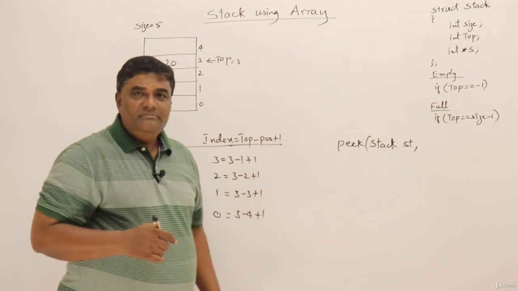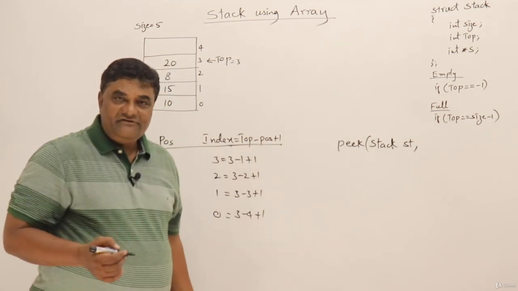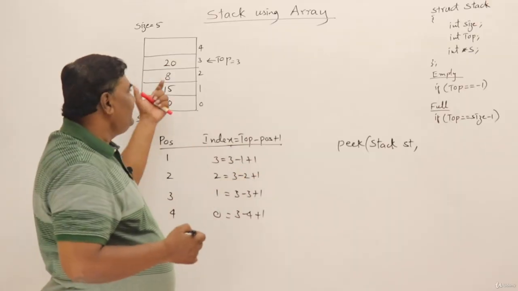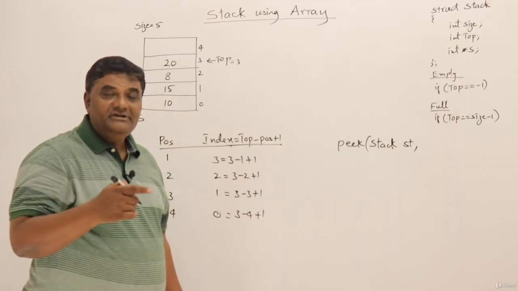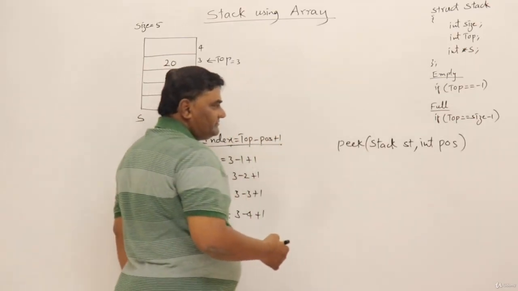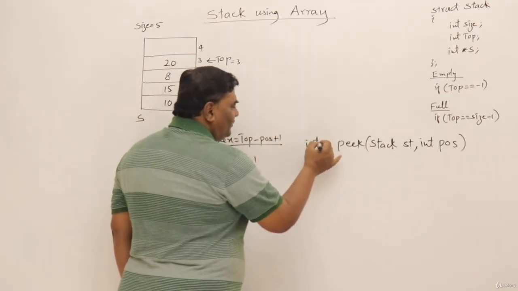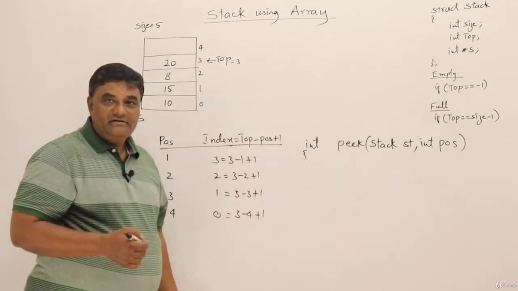Then should this be called by reference or called by value? See, call by value is enough because here we are just reading the contents of the stack. We don't want to modify it. Second parameter, we want the position. So position. Then it should return the value found there. Okay. Then let us write the code here.